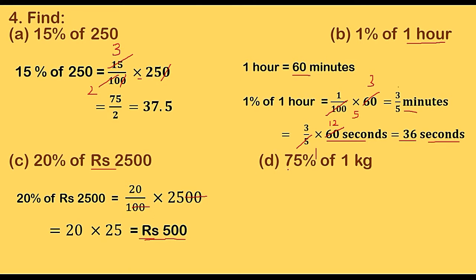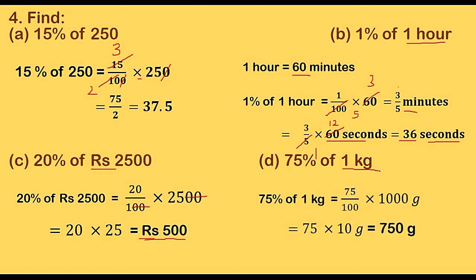Next, question number D. 75% of 1 kg. Now here I have 1 kg. What is the value of 1 kg? I will convert it to grams, so it becomes 1000 grams. So 75% of 1000 grams, I cut 0, 0. So I remove these 2 zeros. 75 multiplied by 10 gives me 750. I had converted this kg to gram, so the unit for the answer will be gram.